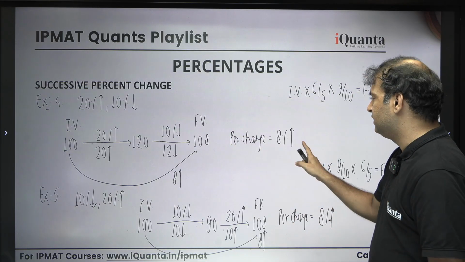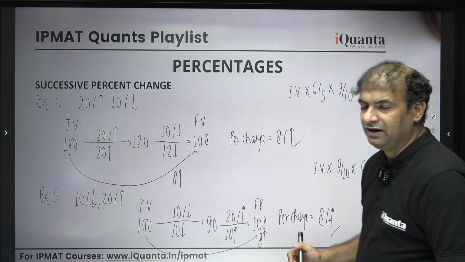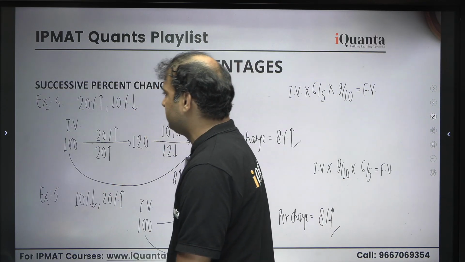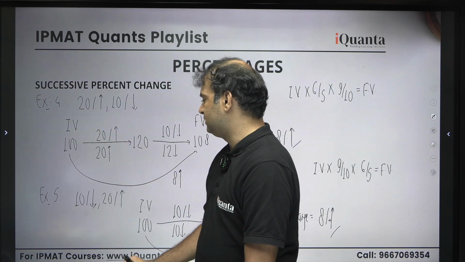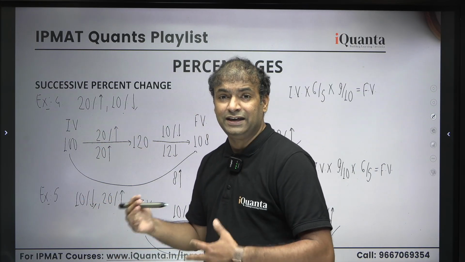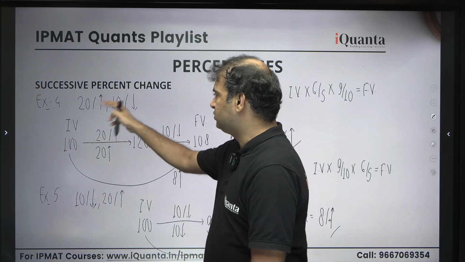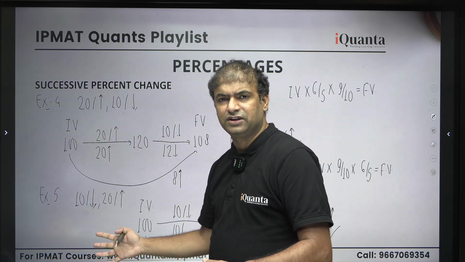In the first case, 8% is increase. In the second case, also 8% is increase. Do you know why? Because in both of these examples, the percentage changes are the same: 20% increase, 20% increase, 10% decrease, 10% decrease. The only difference is what? I've just changed the order of the percentage terms, right? I just changed the order of these percentage changes.